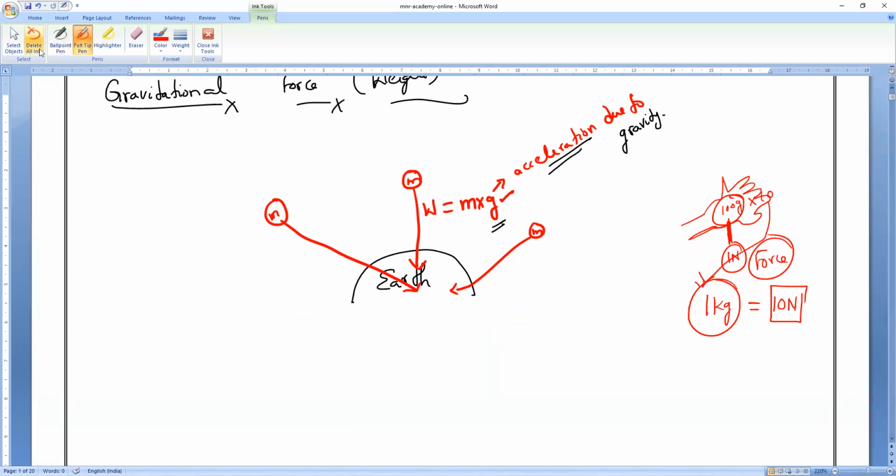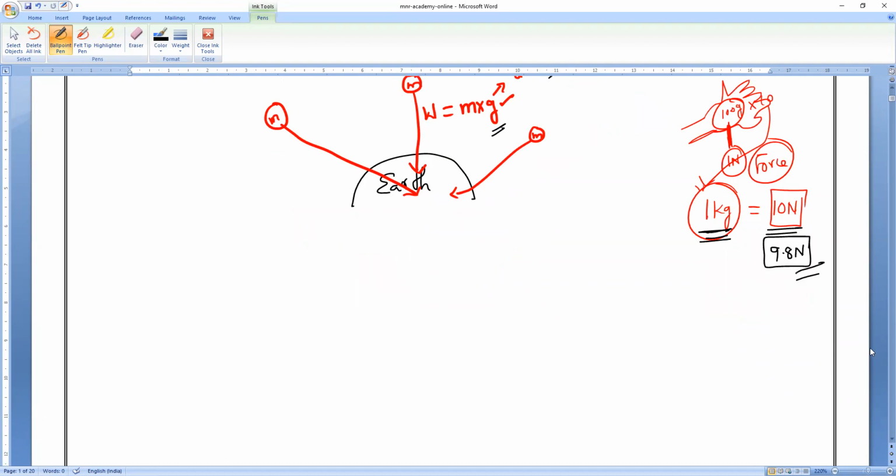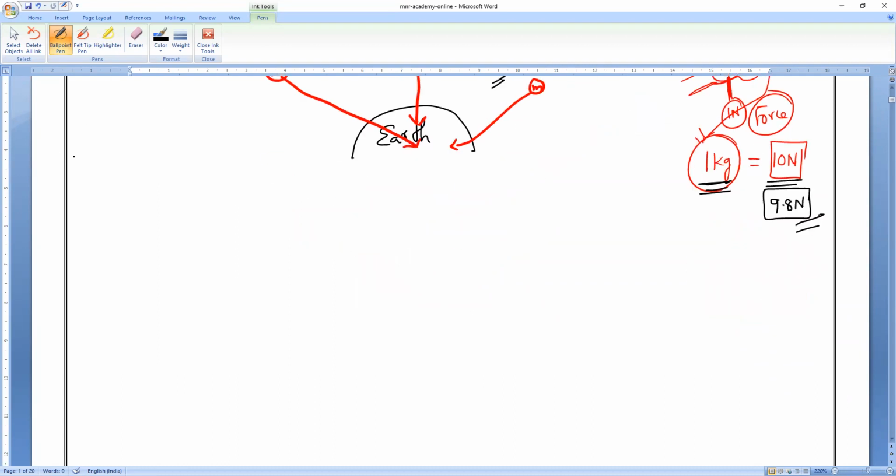Everybody, 1000 grams equals how many kgs? 1000 grams is equal to 1 kg. So if you want to hold a 1 kg mass, how many newtons of force do you have to apply? It equals 10 newtons, or approximately how many newtons of force, guys, if you want to hold the 1 kg mass in our palm? It equals 9.8 newtons. That is what we used to study in class 9th: acceleration due to gravity. Even in 11th class we studied it.